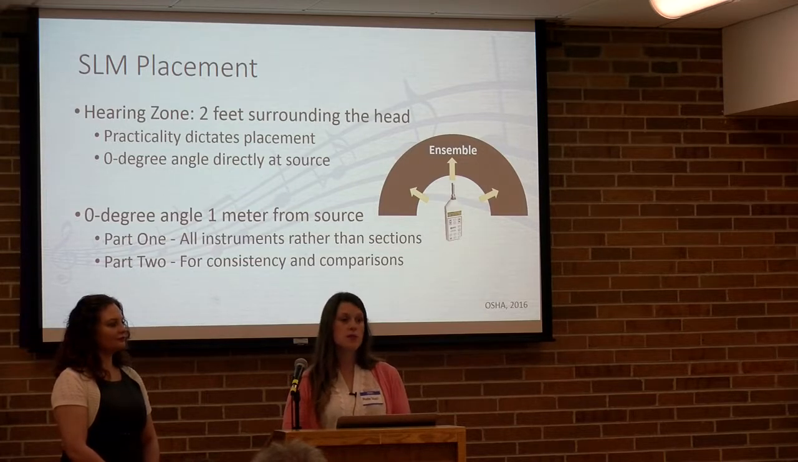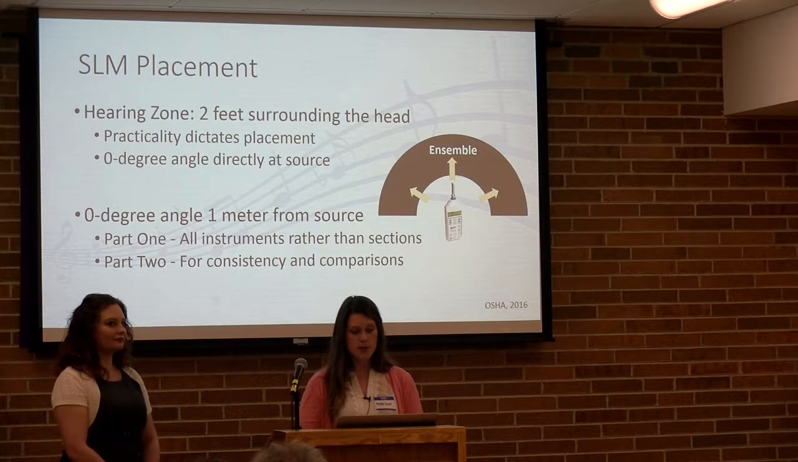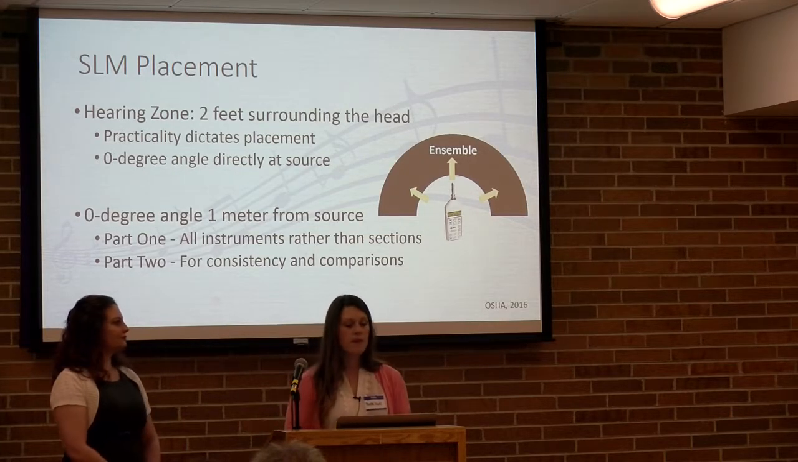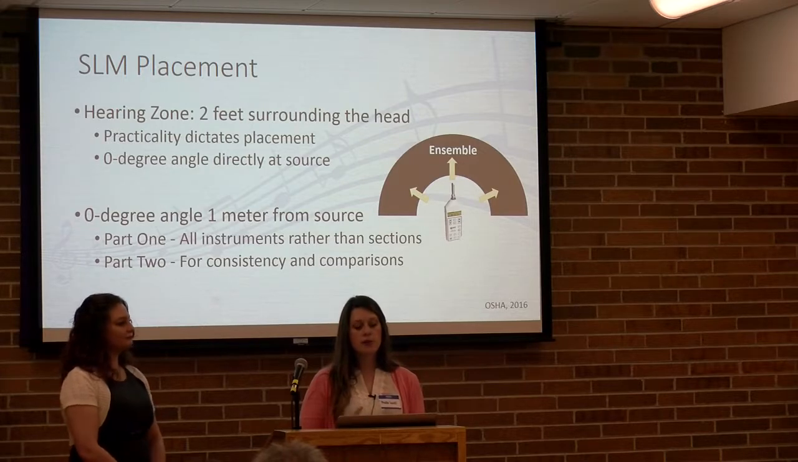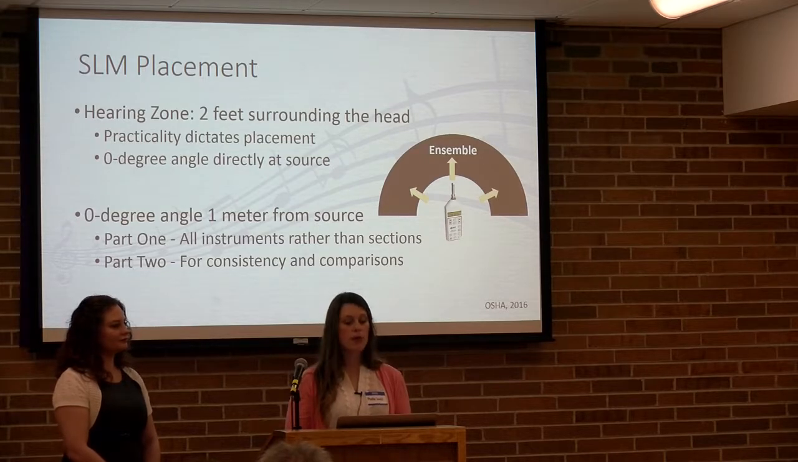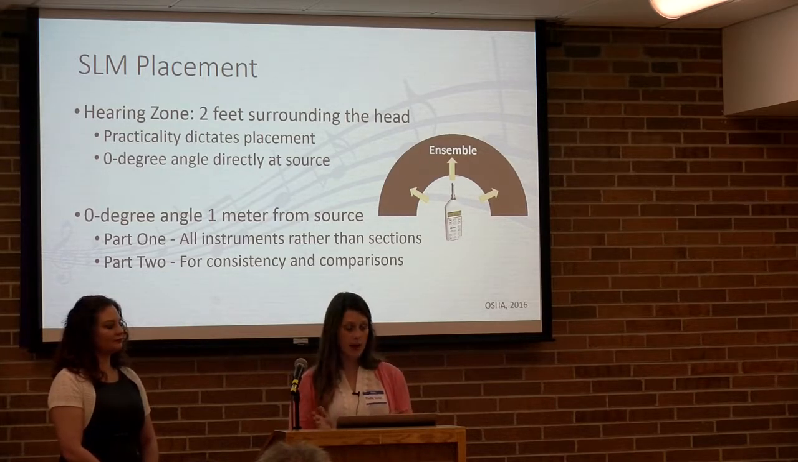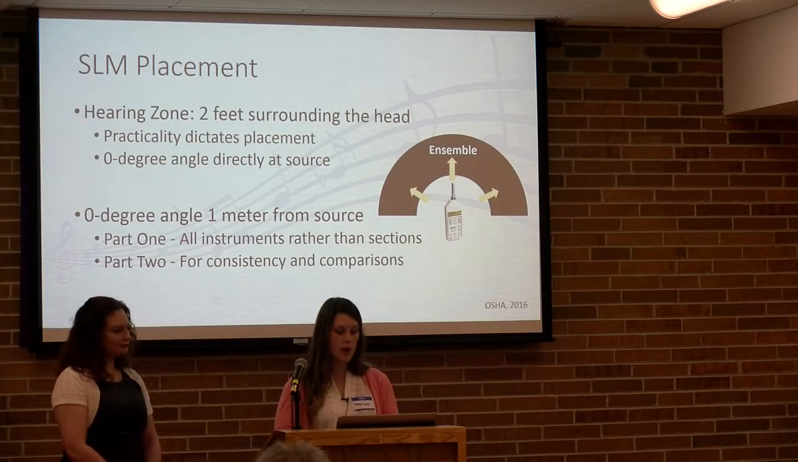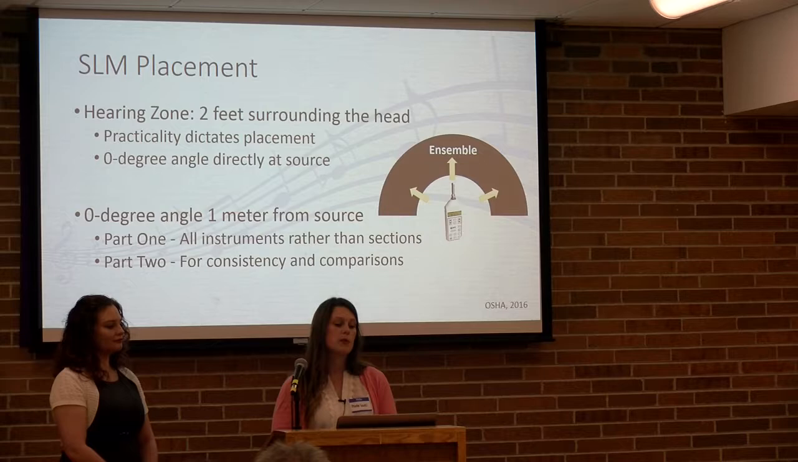Using a free field microphone, you must use a 0-degree angle pointed directly at the source. For these reasons, I used a 0-degree angle measured 1 meter from the source. 1 meter was used rather than 2 feet. That way I was incorporating all of the instruments in the ensemble rather than a particular instrument or section. The sound level meter was also moved in 3 equal time measurements for part 1. So if an ensemble practiced for an hour, I would record in 20 minutes left, center, and right. For part 2, I used the 0-degree angle with 1 meter as well for consistency and to allow comparisons to part 1. Since there was only 1 source, the sound level meter was not moved.